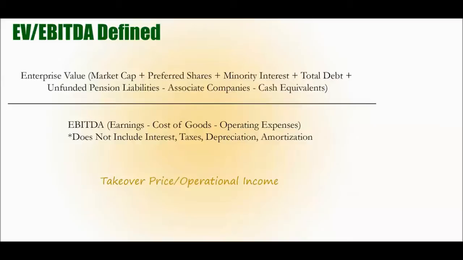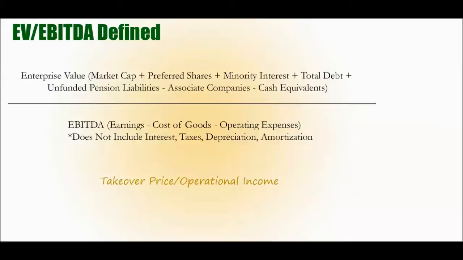Okay, now into the actual calculation. The numerator is enterprise value, and the denominator is EBITDA, earnings before interest, tax, depreciation, and amortization. So let's start with the numerator. Enterprise value. This is, when a company is buying another company, the total cost it will basically have to pay. So I think enterprise value is a little misleading. Enterprise price or takeover price I find to be a little more descriptive.